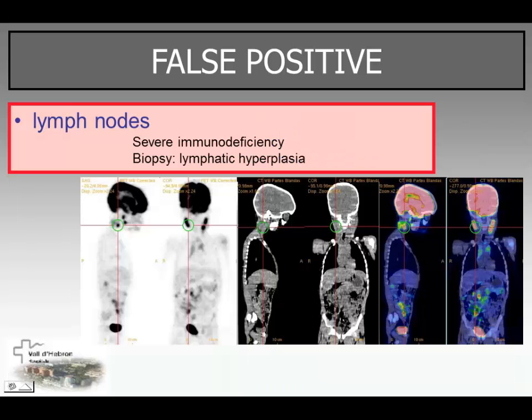Okay. This was one case of a boy sent to us under the suspicion of lymphoproliferative disorder. He had a severe immunodeficiency, and we found a lot of lymph nodes with quite high uptake on the neck, but also on the mesenterium. He underwent a biopsy on the neck, and the diagnosis was lymphatic hyperplasia, not lymphoproliferative disorder. That means that it's very, very difficult to interpret this kind of scan in children.